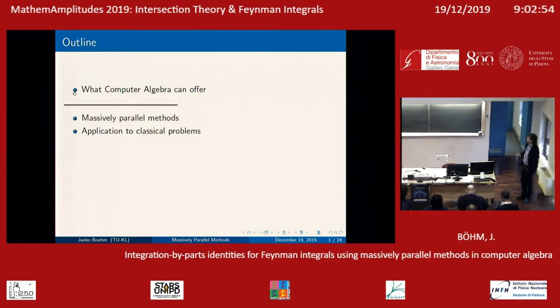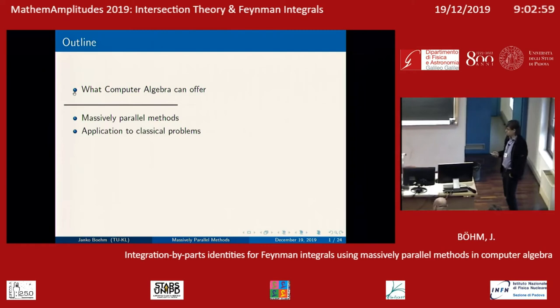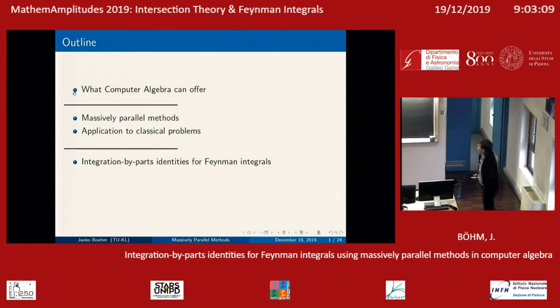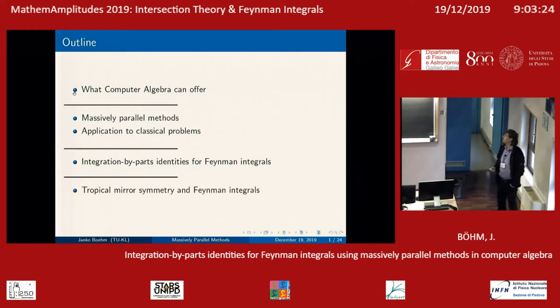I will talk shortly about a couple of classical problems which are also relevant, in particular for this intersection theory method, and then I will give a short outline of how we apply this to IBP reduction. Yang in the afternoon will go into more details of the physics on that topic. And time permitting, I will say a few words on another topic which actually involves intersection theory also and Feynman integrals, and is a mathematical topic from mirror symmetry.